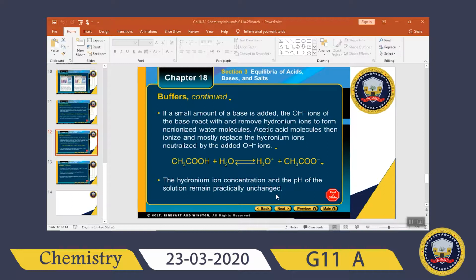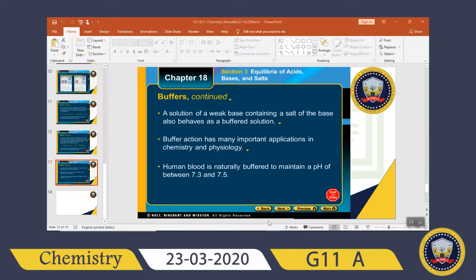So in both cases, if you have a buffer solution, there is no change in the pH. What are the benefits of buffer solution or buffer action? Buffer action has many important applications in chemistry and physiology, like inside our body. Human blood is naturally buffered to maintain a pH of between 7.3 and 7.5.